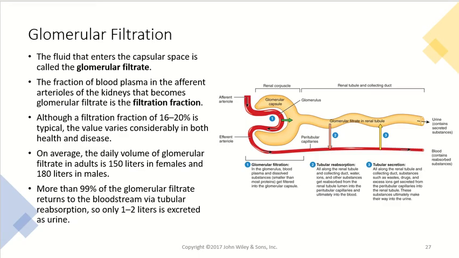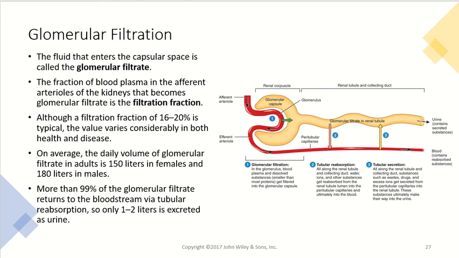So moving forward now to discuss glomerular filtration. This is the first step in urine formation. The fluid that enters the capsular space is going to be called glomerular filtrate, and the fraction of blood plasma in the afferent arterioles of the kidneys that becomes glomerular filtrate is going to be the filtration fraction. Although a filtration fraction of about 16 to 20% is going to be normal, the value is going to vary considerably between both health and disease.